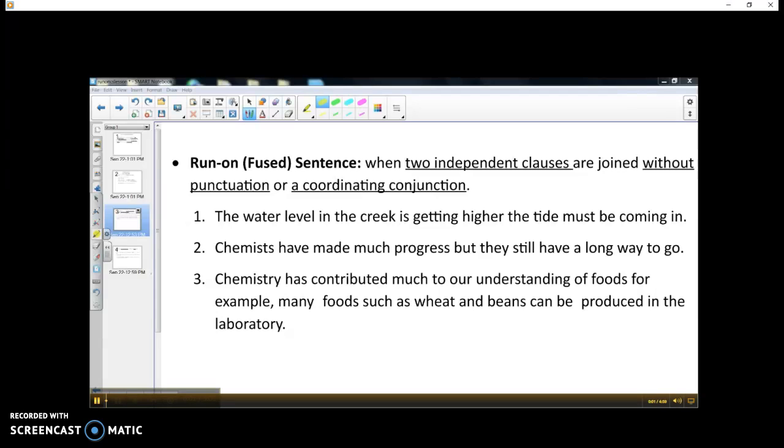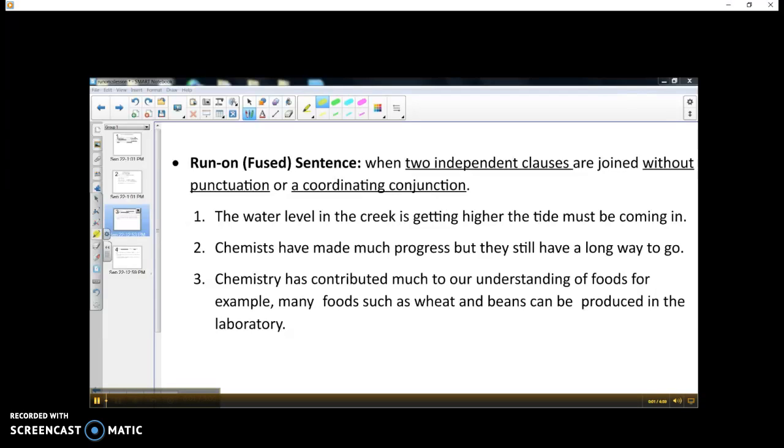Now, the second sentence: the chemists have made much progress, but they still have a long way to go. This is actually the most common type of run-on I see in your essays. You have your fanboy, your coordinating conjunction, but you forget to put your comma before it.